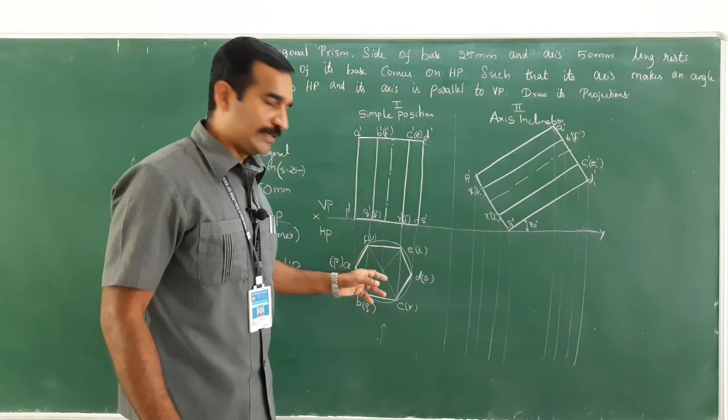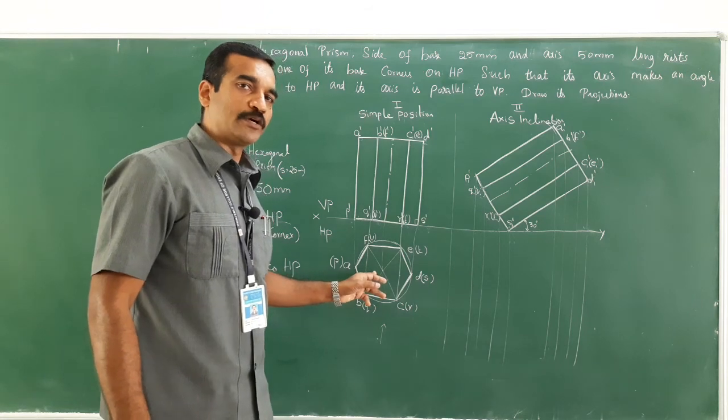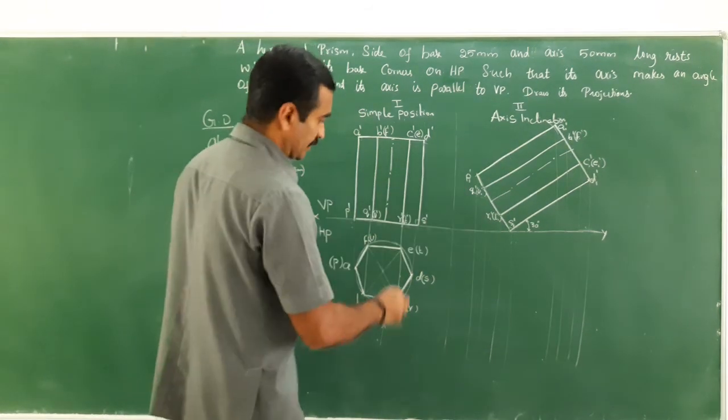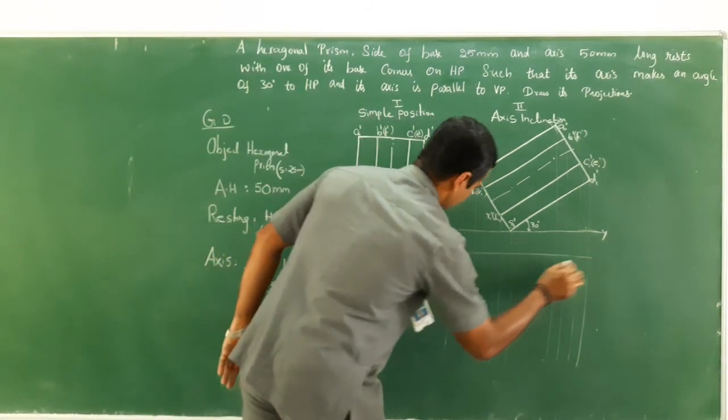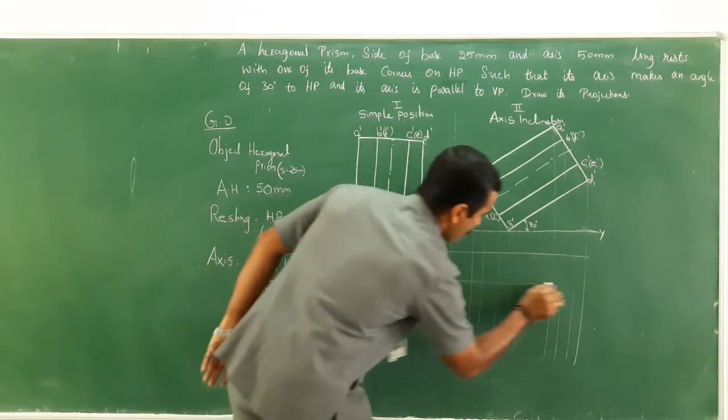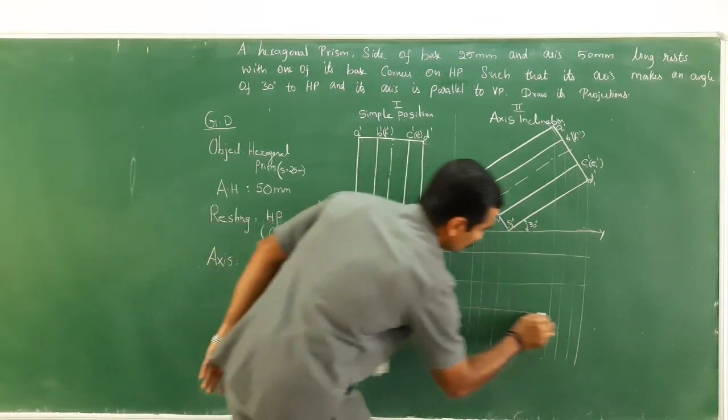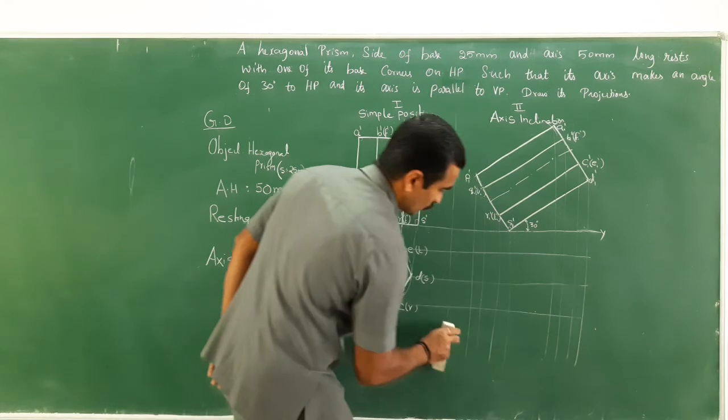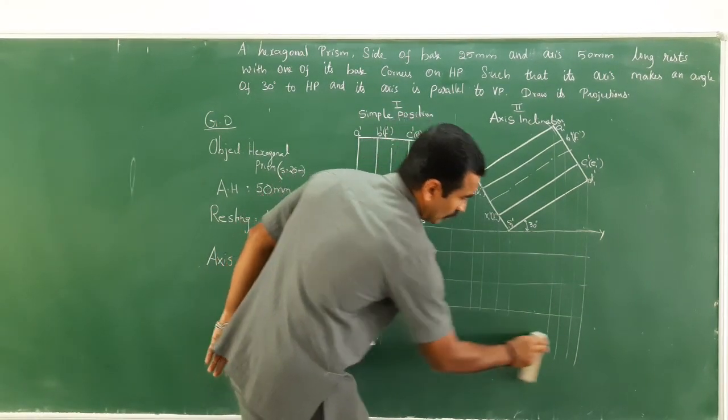Now from the initial top view, what you have to do is extend the horizontal projectors. It should be very thin. You should use a 2H pencil. So just erase the unwanted lines.